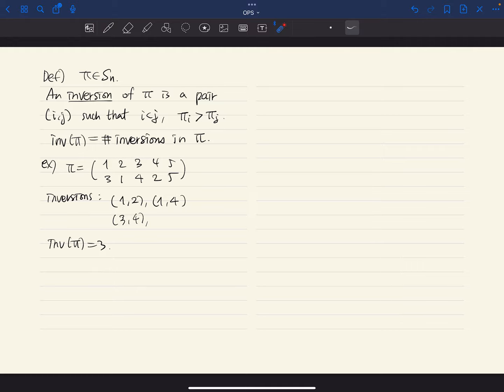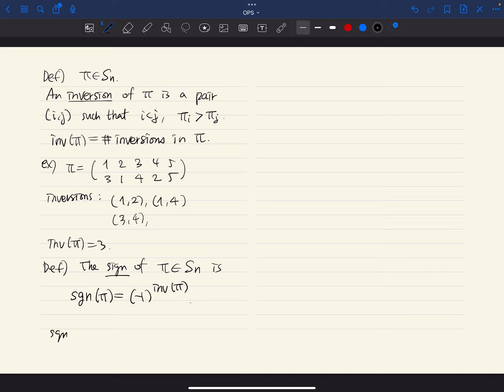An important feature about these inversions is that we can define the sign of a permutation using inversions. So the sign of a permutation pi is defined to be, I'm going to write sgn of pi, minus 1 to the number of inversions. So for example, the sign of the permutation 3, 1, 4, 2, 5 is minus 1 to the 3, which equals minus 1. What is the sign of the identity permutation? It has no inversion, so minus 1 to the 0, so it's 1. So the sign of the identity permutation is 1.